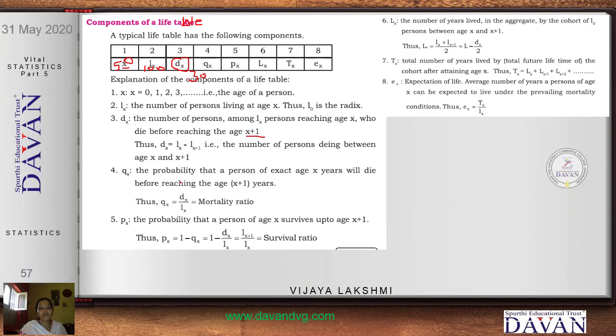This is given with the formula dx is equal to lx minus lx plus 1. That is, in lx I have the value 100. That is, 100 is the total number of people who are at the age of 50, minus how many people have reached the age 51.